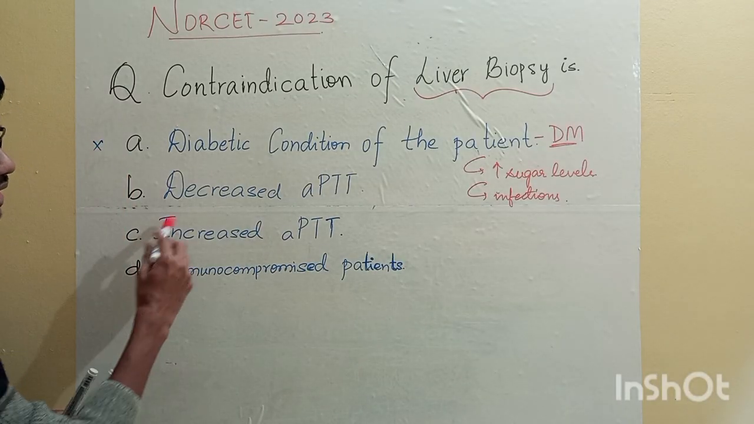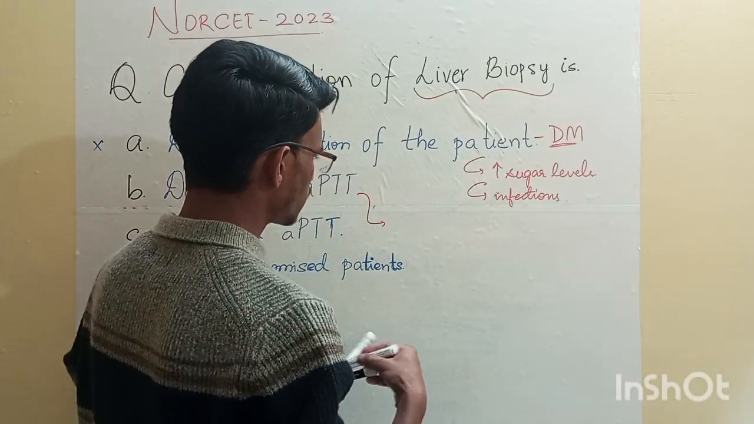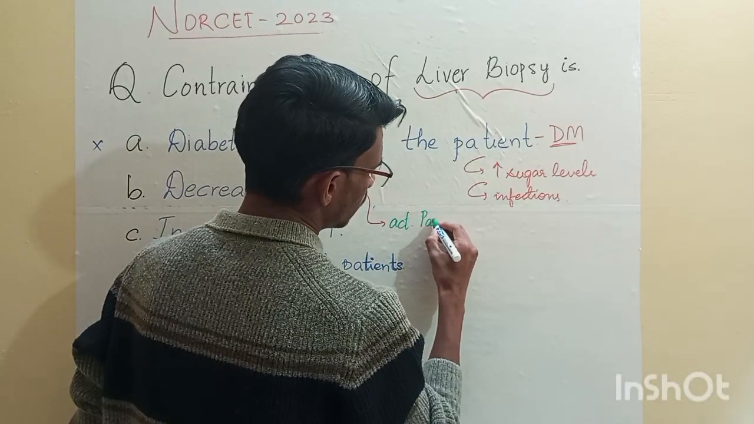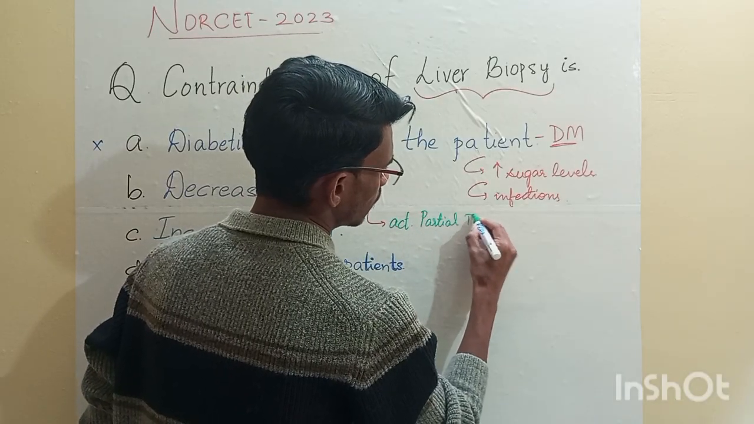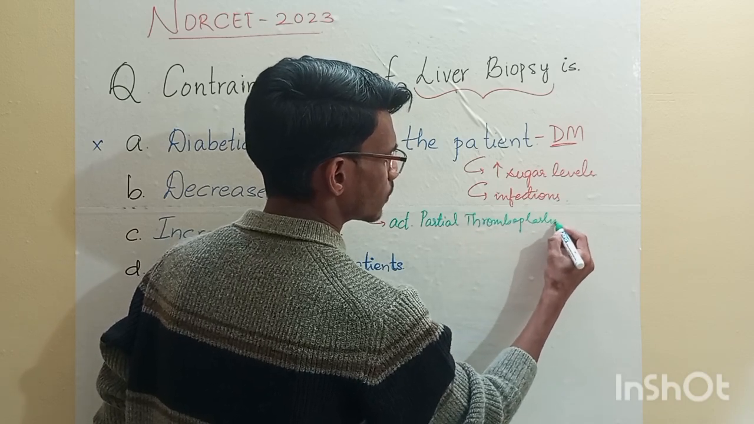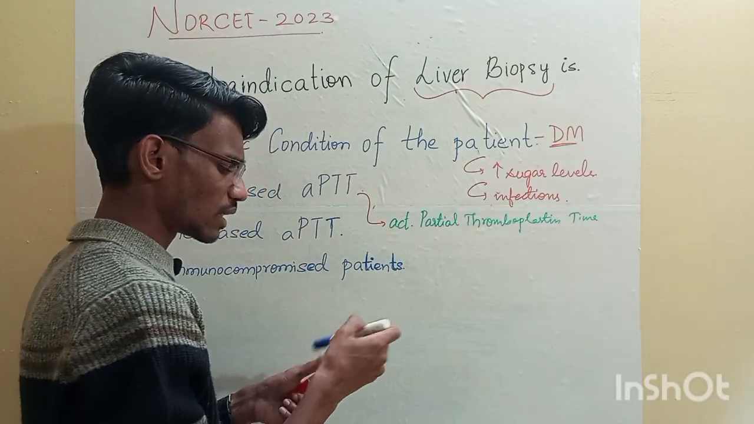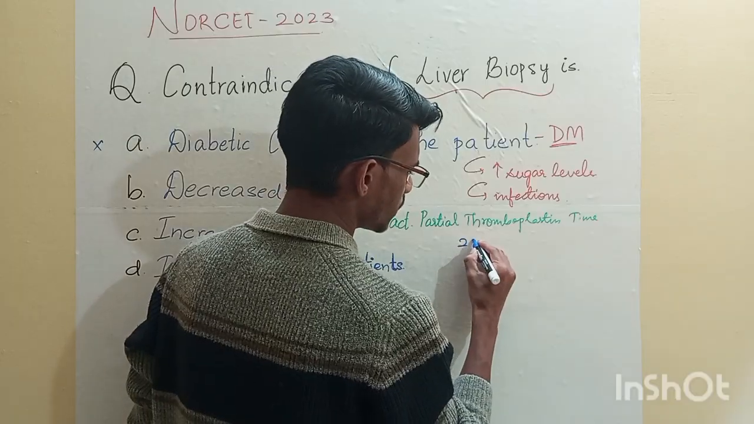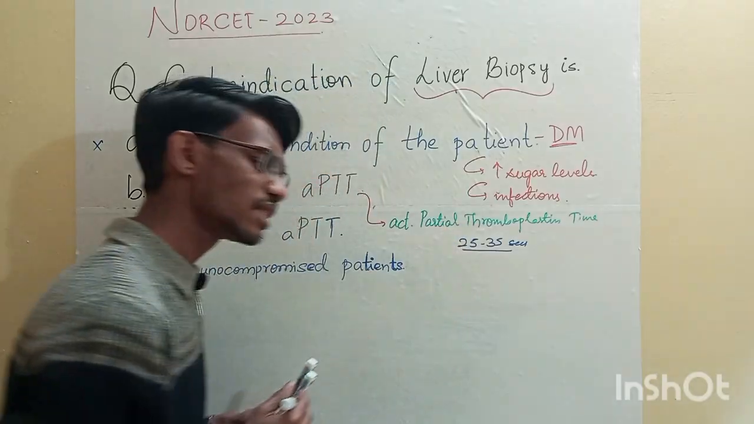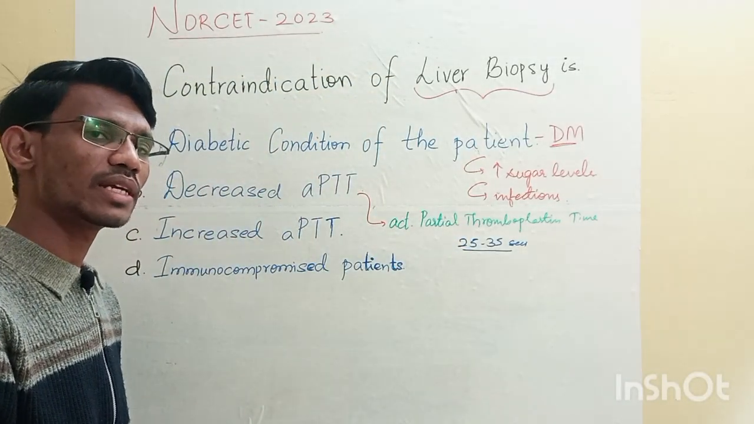Next we have decreased APTT. So what is APTT? APTT refers to activated partial thromboplastin time. So what does it mean? So normally activated partial thromboplastin time ranges between 25 to 35 seconds. So it means within this duration, the blood of any individual gets clotted.